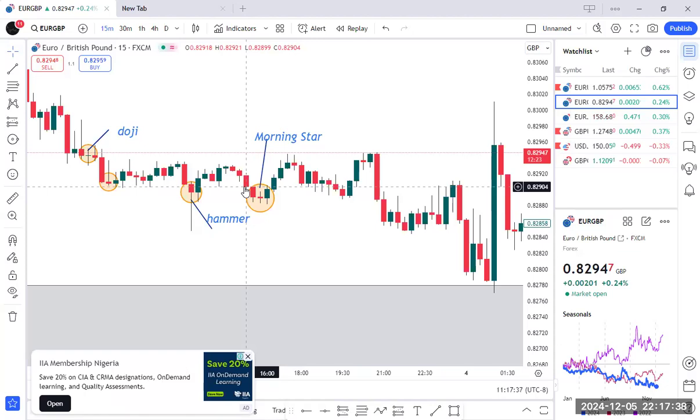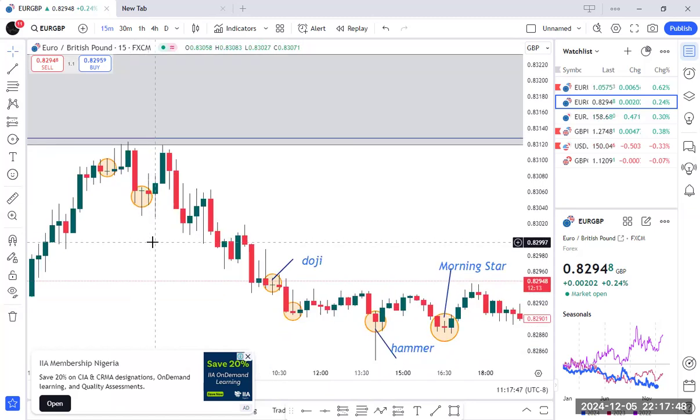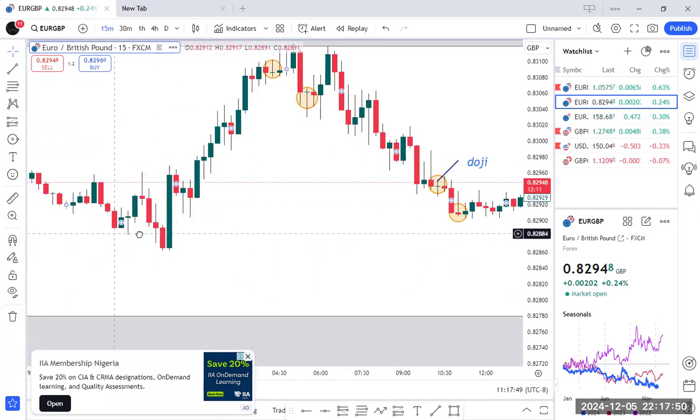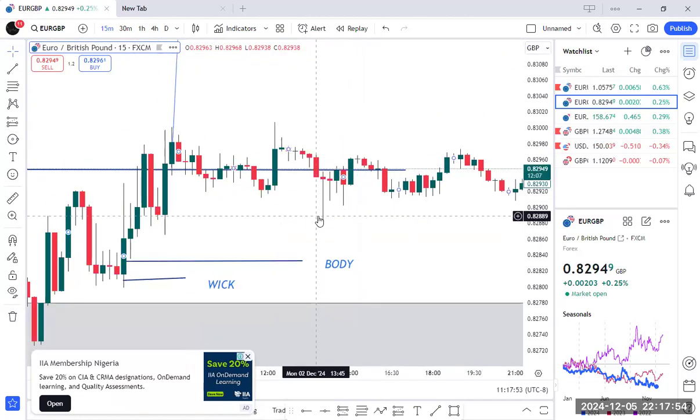And if you see an evening star candlestick, it's just the opposite of a morning star candlestick pattern. That is showing for the sellers, while the morning star is showing for the buyers. Evening star is showing for the sellers. So let me show you the evening star. It's just the opposite of a morning star candlestick.